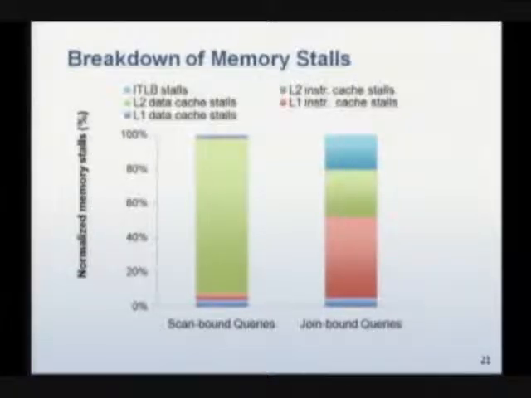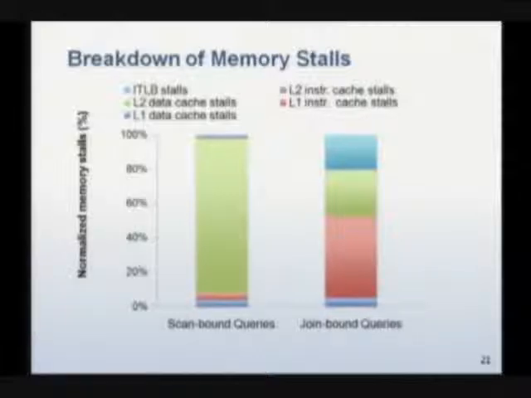Of those memory stalls, 90% of them were L2 data cache stalls for the scan queries and 30-some percent for the join queries. Interesting, the red on the join queries is really a DB2 artifact. Those instruction cache stalls on the join-bound queries can actually be filtered out by clever compiler techniques. And SQL Server does much better at getting rid of that red stuff, but that just means it has more green stuff.